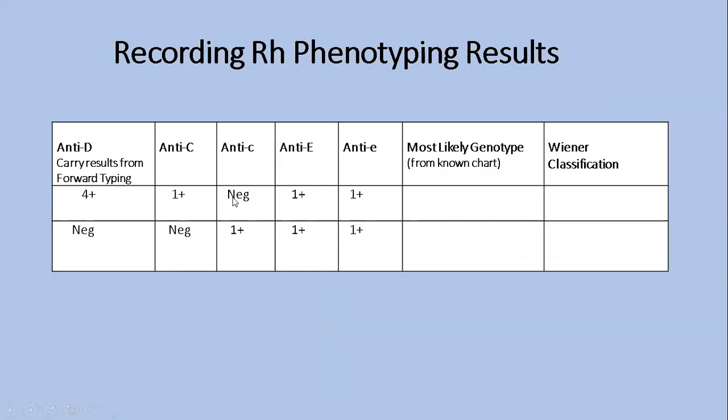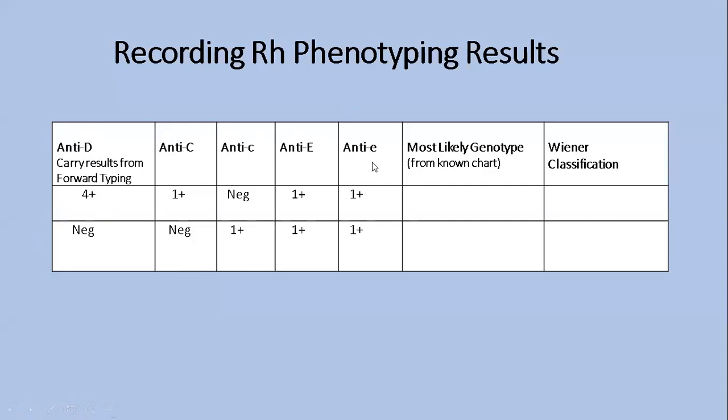So on the next slide here, I prepared an RH phenotyping chart of maybe how we would record results for testing. And so what we see here is I have a column here for anti-D, and the results here with anti-D, remember, these are typically done as part of forward ABO and RH testing. We probably have these from previous testing, so we just want to carry the results down from our forward typing, okay, for the anti-D. And then we have our other 4 antigen tests here.